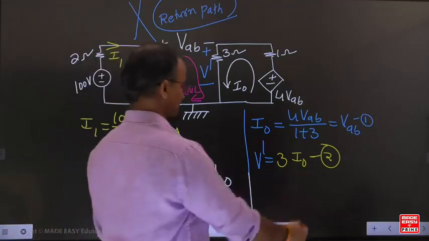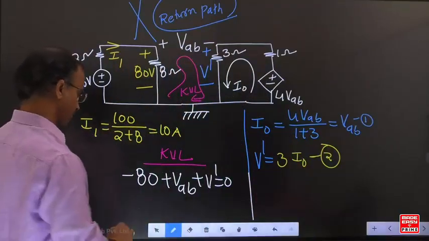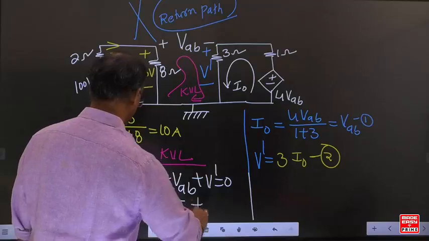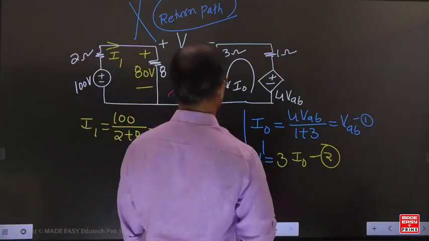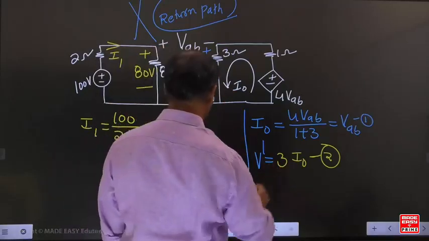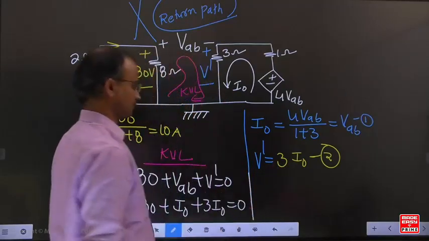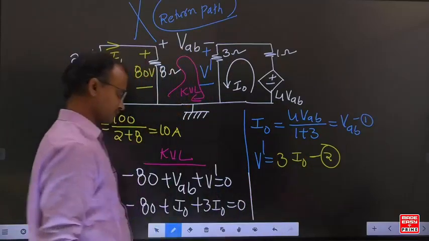You know this relation. What is equation 1? VAB equals I0. Here V dash equals what could we write? 3 I0. For this example, V dash is the voltage across the 3 ohm resistor. So it will reduce to 3 I0.